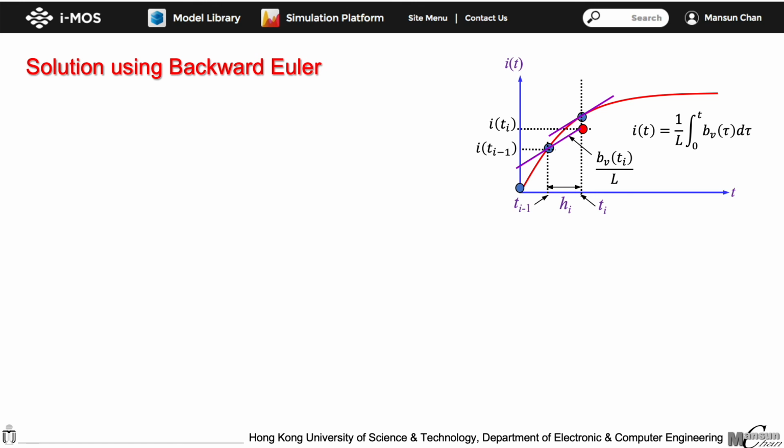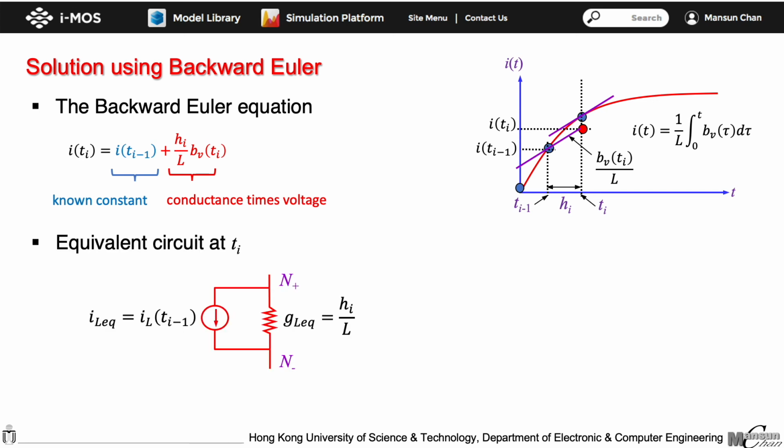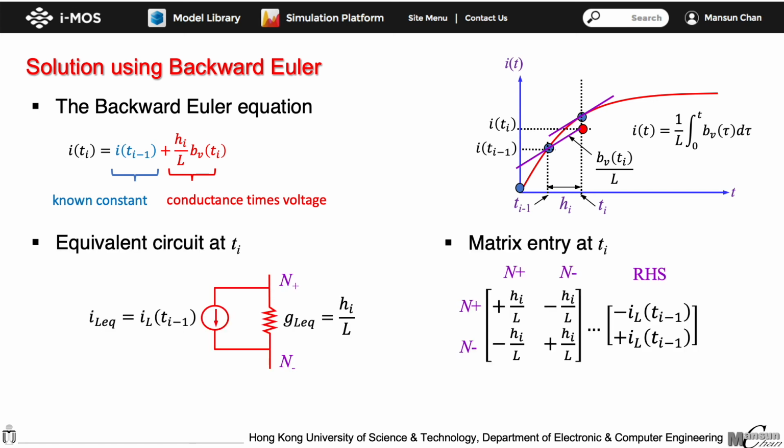We can also apply the backward Euler integration method, and the current is expressed by the equation here. The first term is from the ti-1 time point, and it is a known constant. The second term is equivalent to a conductance times the branch voltage at Ti under iteration. The equation can be represented by an equivalent circuit given here, and the corresponding matrix entries are shown here. Again, an initial condition at T0 is required to start the transient simulation.